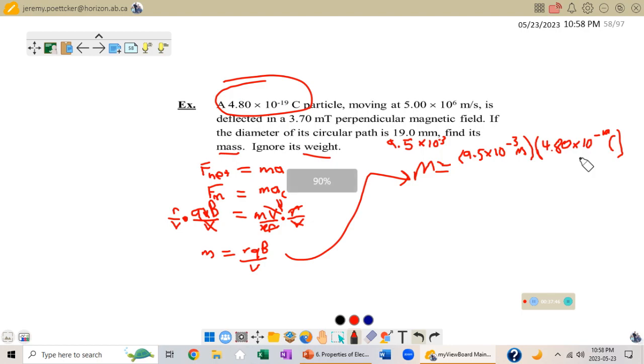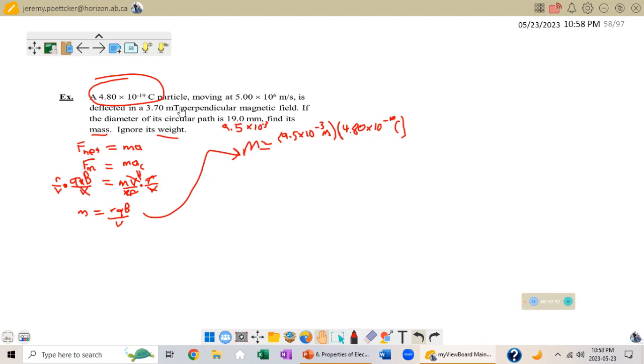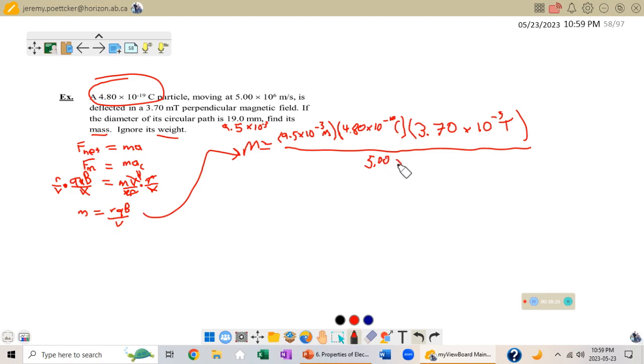I've definitely run out of room, but I can do this. B, I'm told, is 3.7 milliteslas, so that's going to be, again, times 10 to the negative 3 teslas. All of this divided by the speed. My answer, as I look at it, should have three significant digits because all of my initial information does as well.